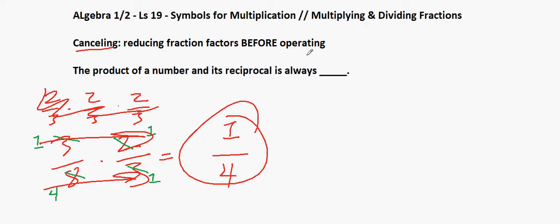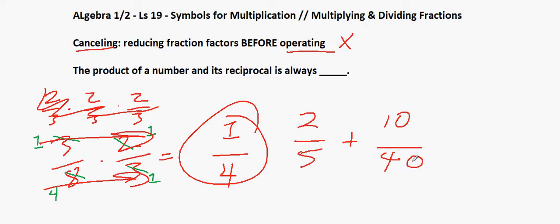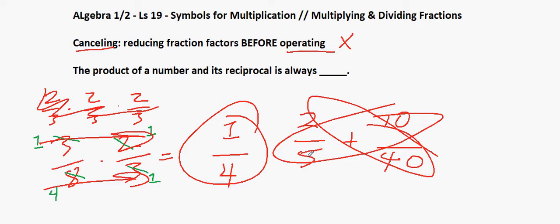This only applies to multiplication. Can't cancel addition. You cannot cancel 2/5 plus 10/40. You can reduce the fractions before you start, but you can't go like this. Don't ever try it, please. Okay?